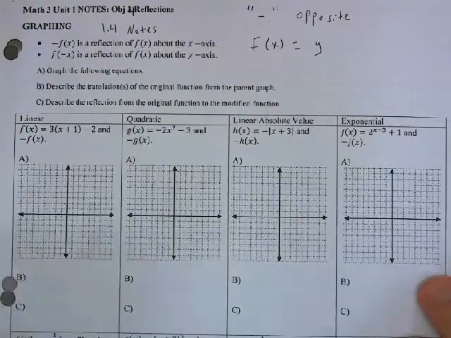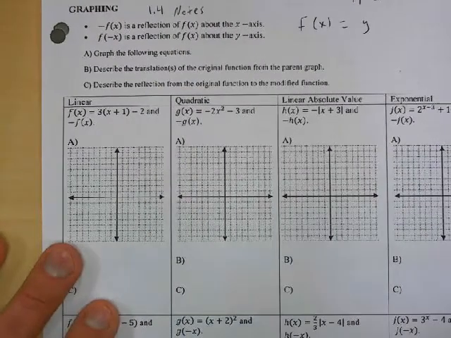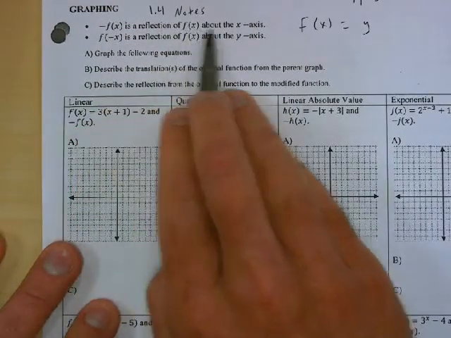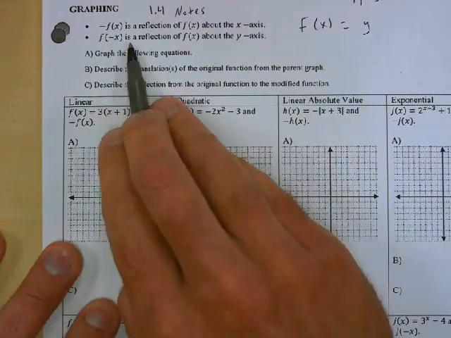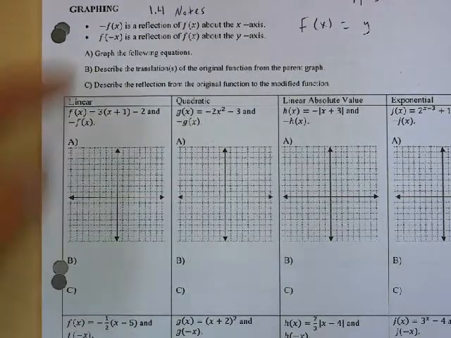All right, so starting with number 1. First of all, negative f of x is a reflection of our function about the x-axis. We'll talk about that as we do them. And then f of negative x is a reflection about the y-axis. Again, we'll talk about that as we're doing them. And then we have a couple of things we want to do on each problem. Let's dive into number 1.